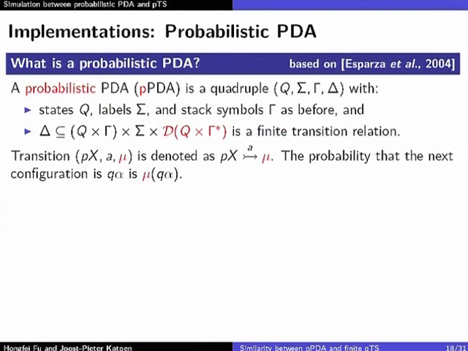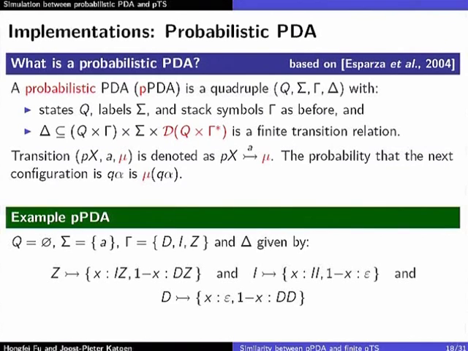Good. So we are using probabilistic pushdown automaton for our implementations and those finite transition systems as our specification. So what is a probabilistic pushdown automaton? It's just a pushdown automaton as you are used to, the only difference being that if you have a transition relation, the target is a distribution over the configurations. And that's it. Okay? So here is a small example. I will get back to that in a minute.